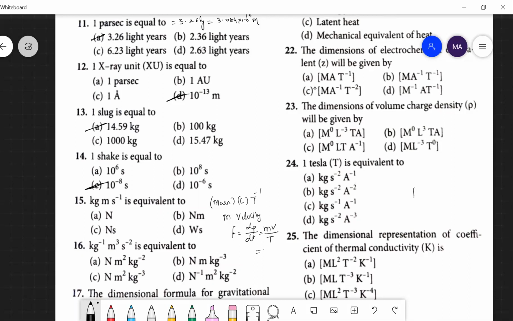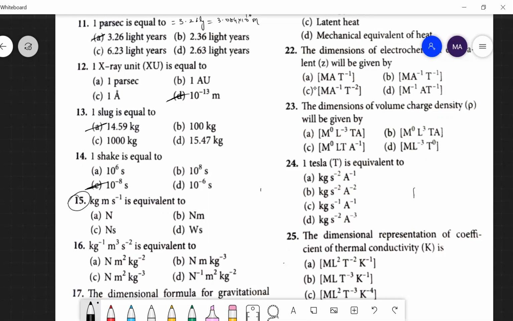So I can write this as M L T power minus 1 divided by T. This goes to M L T power minus 2, which is nothing but mass into acceleration. That still comes out as force, that means Newton. But he has given only Newton inverse. I don't know, so there might be some mistake with this one. Let us try to do it later.